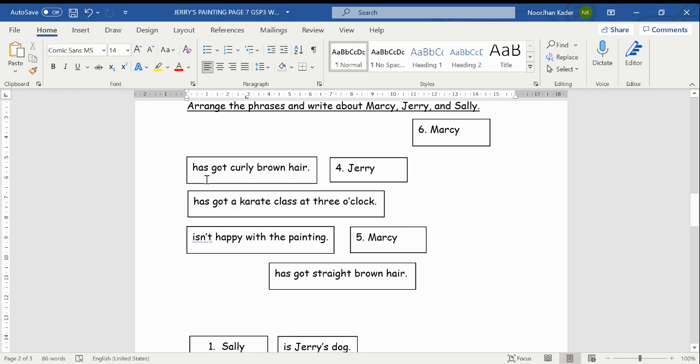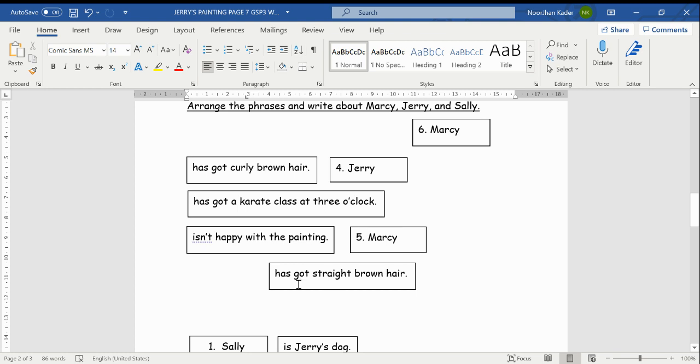Has got a karate class at 3 o'clock. Isn't happy with the painting. Has got straight brown hair. Has got curly brown hair. Which one do you think? Among all these, one, two, three, four. These are names, so we cannot choose the names. This is the starting of the sentences. So which one will you want to choose?